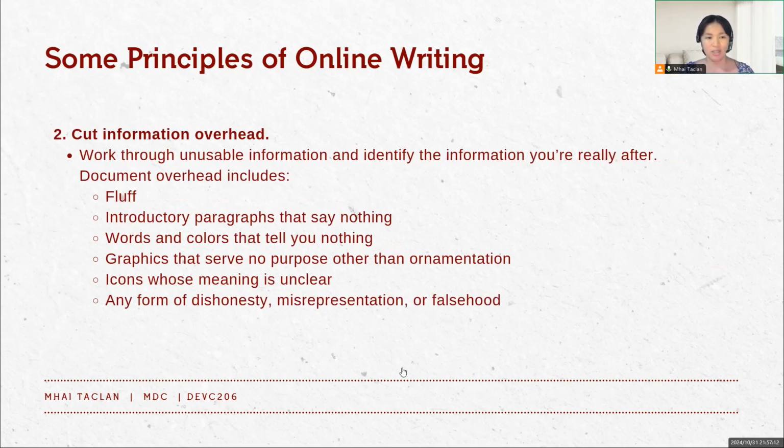The second one is to cut information overhead. What is information overhead? It's unusable information that you need to plow through, that you need to dig deep through to get to the usable information that you are really after, that you want your message to contain. So, document overhead includes fluff, introductory paragraphs that say nothing, words and colors that tell you nothing, graphics that serve no purpose other than decoration, icons whose meanings are unclear, any forms of dishonesty, misinterpretation, or falsehood.